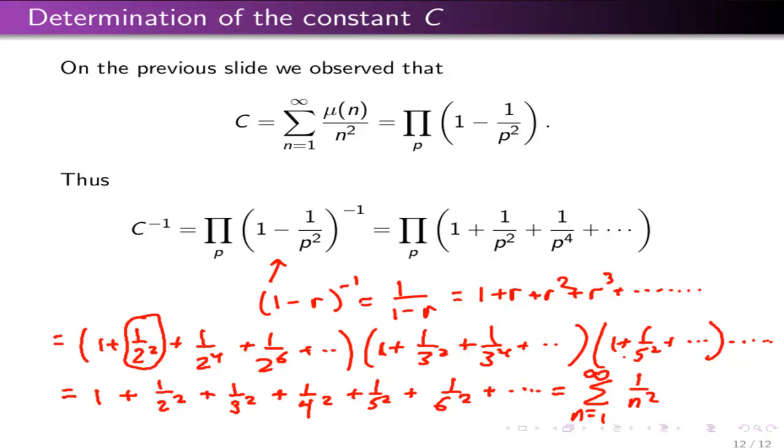And when you study Fourier analysis, you prove that this series is exactly pi squared over 6, and therefore the reciprocal quantity, which is your capital C, equals 6 over pi squared.